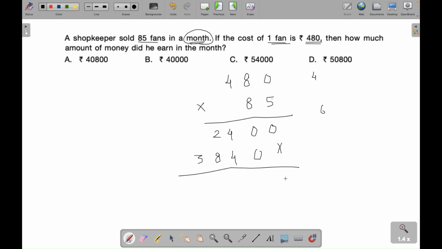Now we'll add both of these numbers. So 0, 0, 8, and 8 plus 2 is 10. So we'll regroup 1 as a carry. So 3 plus 1 is 4. So 40800 is the answer.